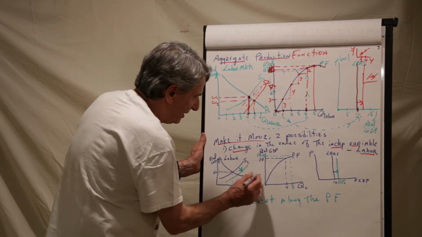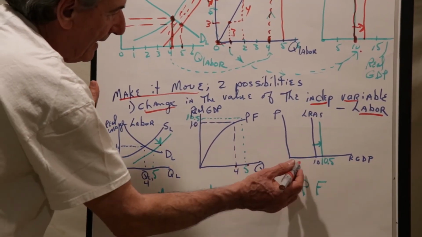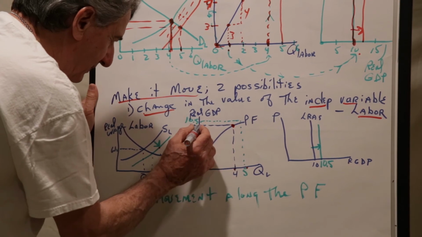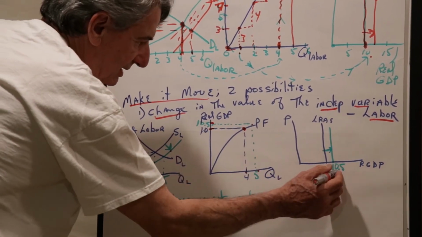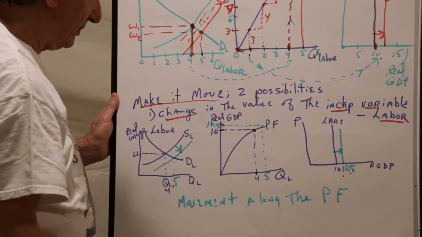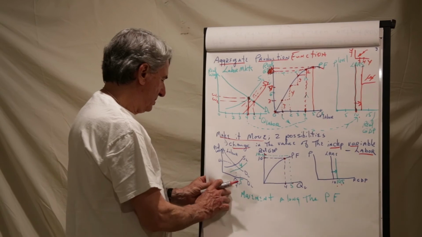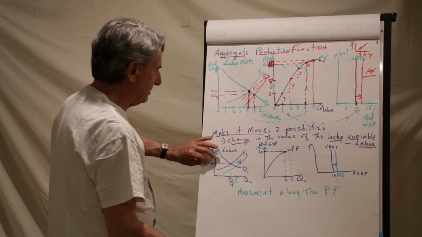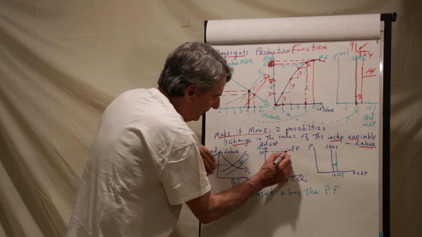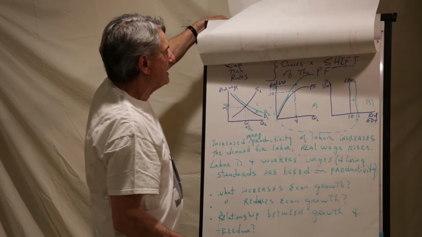So here's the supply increase. The quantity of labor increases from 4 to 5 in this drawing, and when the quantity of labor increases from 4 to 5, the real GDP in this drawing goes from 10 to 10.5, and that shifts the long-run aggregate supply curve to the right. So when labor supply changes, there's a movement along the production function, from this point to that point. What happens when we change a constant?